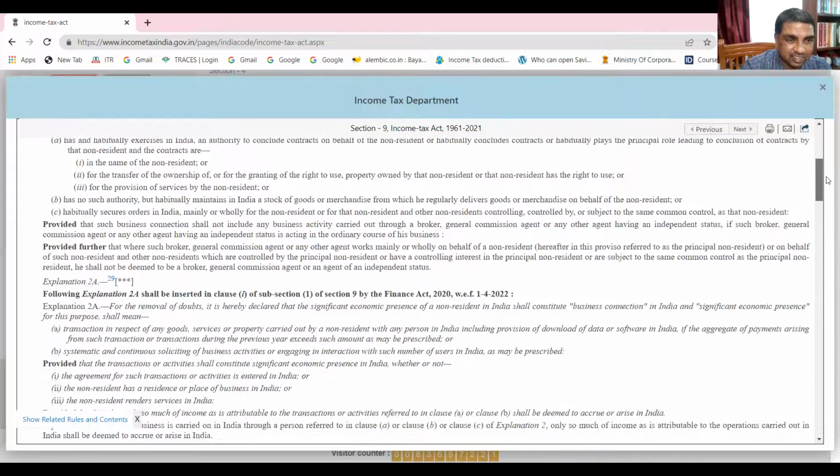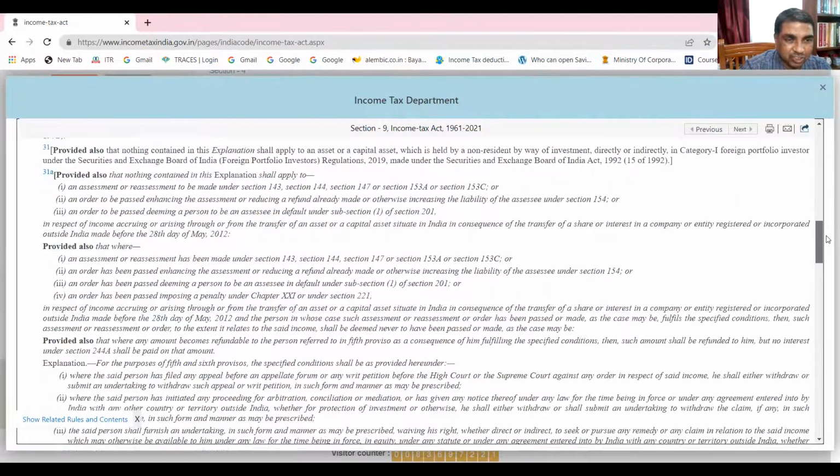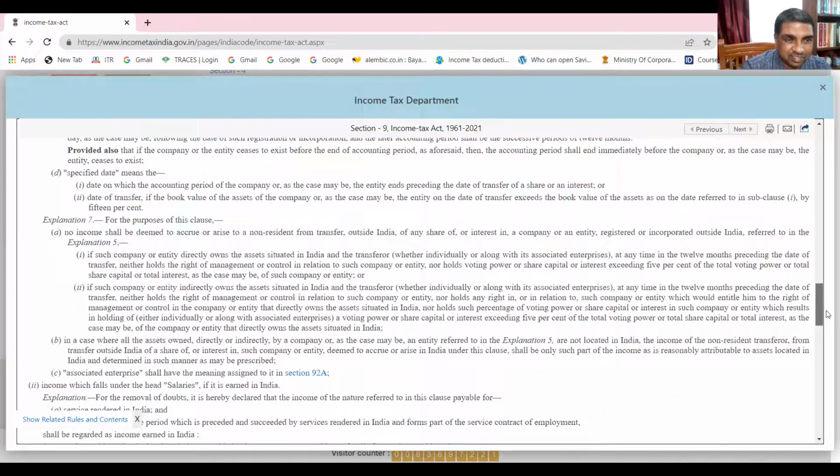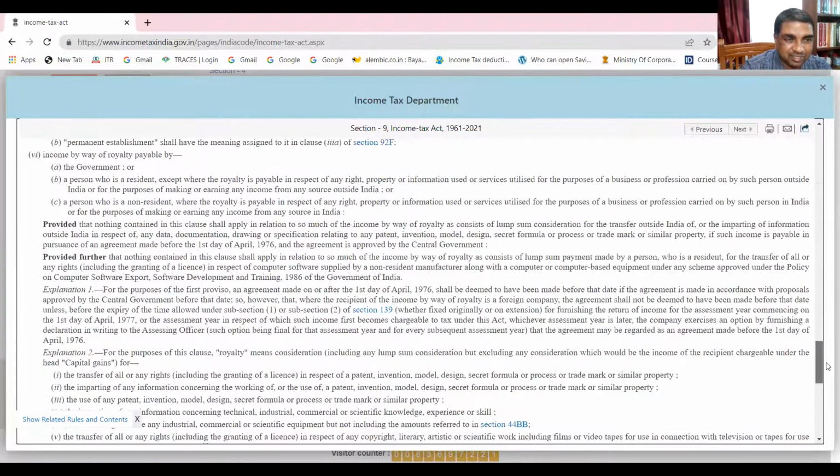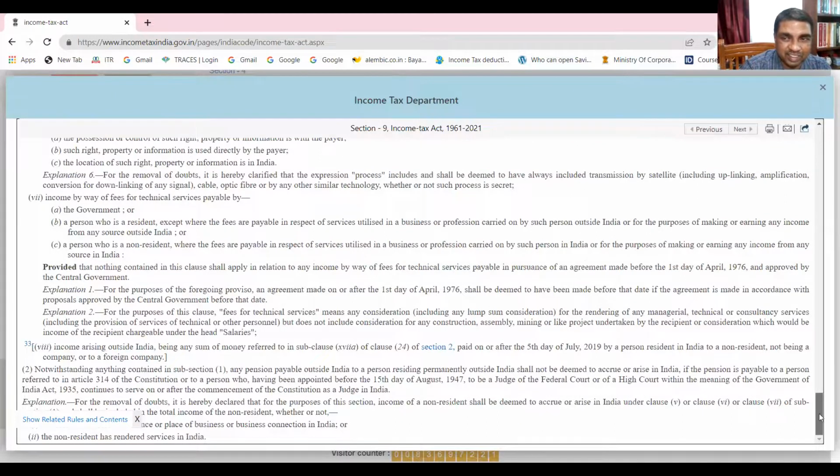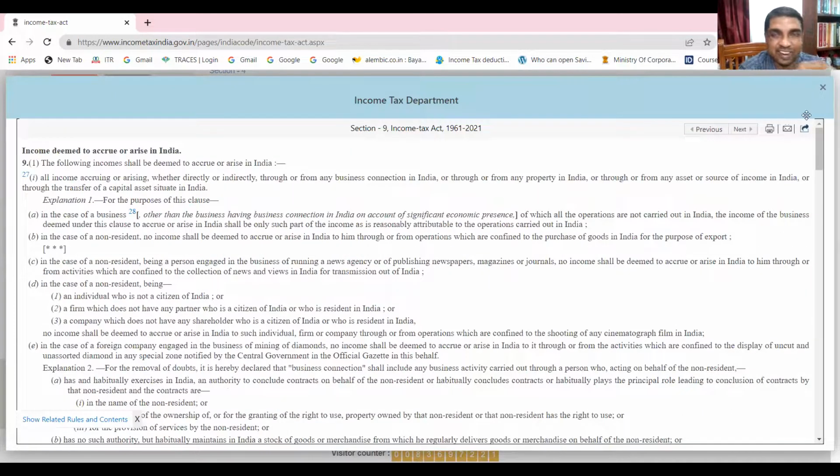Yes, sir. You're seeing there's a long list of items. All these incomes shall be deemed to accrue or arise in India. Out of this, the important things we'll be covering in today's session. But if you want to learn in detail, you may refer to this Act itself, this particular section. Now you have seen the source, you can compare what we are learning in the class with the provisions.